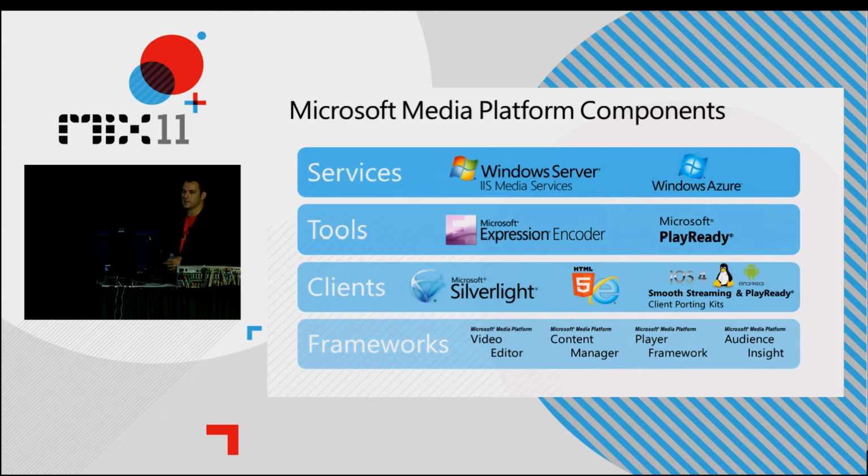So Microsoft Media Platform components, what are they? As you can see, on the services side, we have, of course, IIS Media Services, which is an extension for IIS 7 running on Windows Server 2008. And it's a free extension. It's a free download. This is what we use to deliver media using HTTP. In some cases, that might be progressive download HTTP. In some cases, predominantly, really lately, it's been adaptive streaming over HTTP, which is our smooth streaming technology.